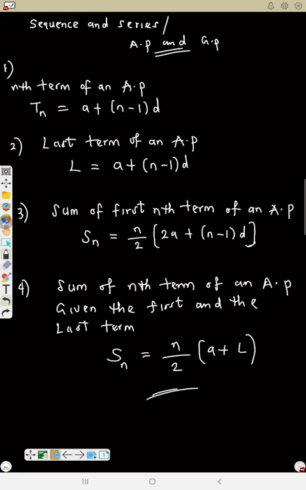Now these are the first set of formulas we need to know on AP, which is arithmetic progression. So note AP is arithmetic progression. We'll still talk about GP. Now note all this, so write this first.